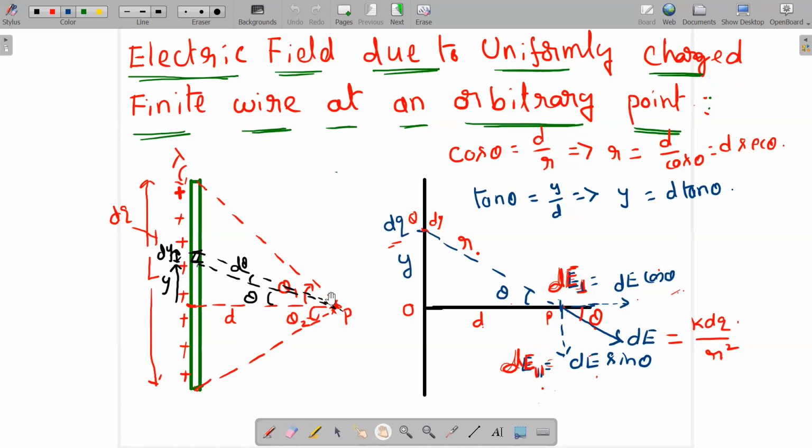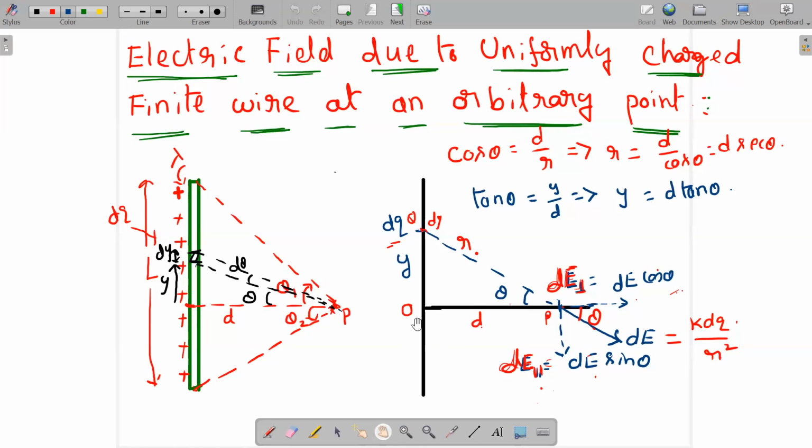So for derivation purposes, let us bring this separately into this diagram. Let us say this is the point O where the perpendicular line intersects the conductor, and this is the point P. Let us say the distance of the point from the element is R, the distance of the element from O on the conductor is Y, this distance is D and this distance is R.